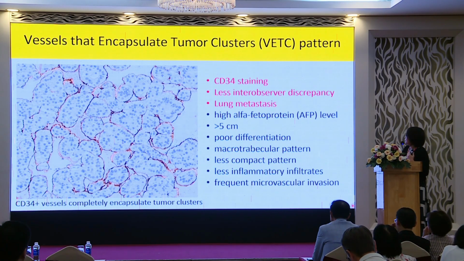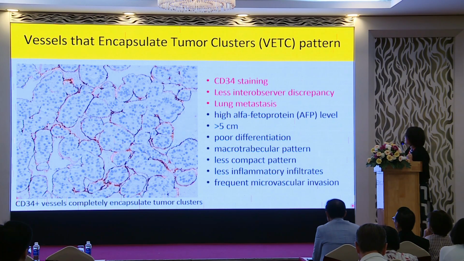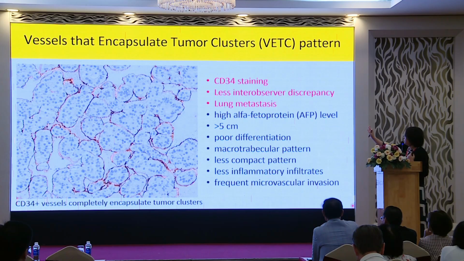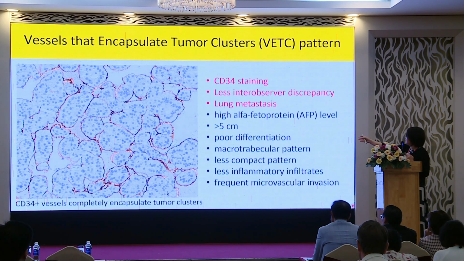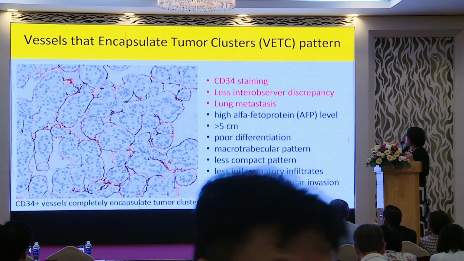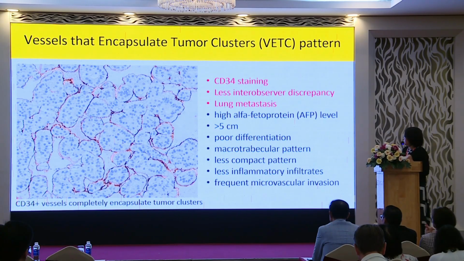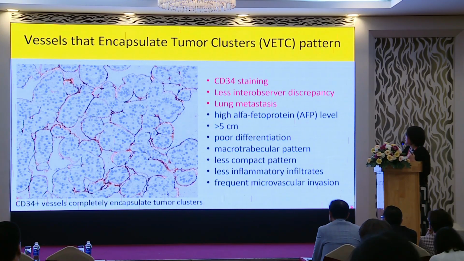Compared to the macromassive subtype, the vessels that encapsulate tumor clusters pattern, the VTC pattern, is diagnosed by using CD34 staining. So you see the tumor clusters surrounded by CD34 positive endothelia, as you can see here. This tumor subtype is diagnosed by using immunohistochemistry. Consequently, it has less inter-observer discrepancy among pathologists when it comes to the diagnosis of the VTC pattern. And it has a strong correlation with lung metastasis.